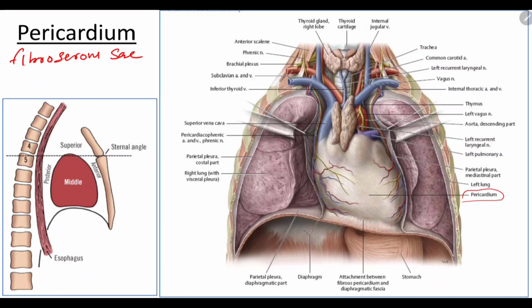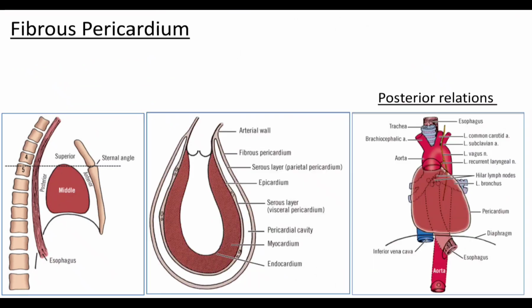the middle mediastinum. The pericardium is a double layered structure. It has two layers: an outer fibrous layer and an inner serous layer. Now let us see the features of the fibrous pericardium.